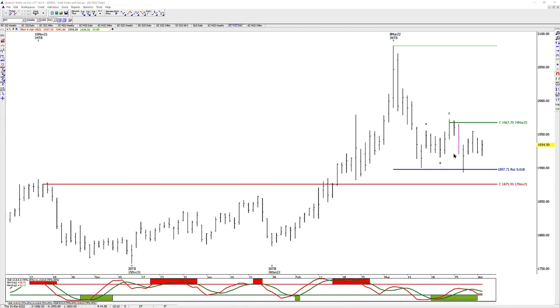So I'm looking at the pattern. Is that helpful? An impulsive decline off this top down to the 62% retracement from this advance. Looks like a little ABC. And then just in 3 days, it did make a new intraday low, but not a new closing low. And then it's been essentially sideways. So here's how I look at this.